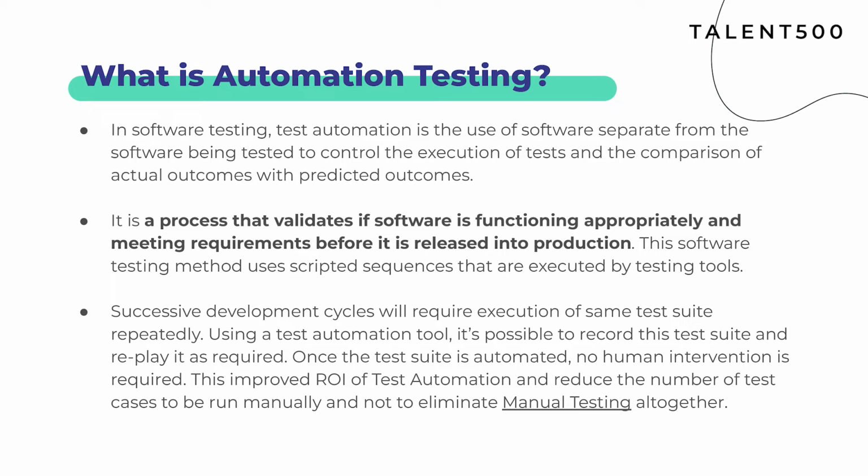We should write a script which will do all these steps. We will write a script which will open the website. We will write a script which will enter the details. We will write a script which will validate that when I enter the details, the correct credit card and bank account details are getting fetched or not. This is called automation in a simple way. When you try to automate something which is repetitive, that is called automation testing.